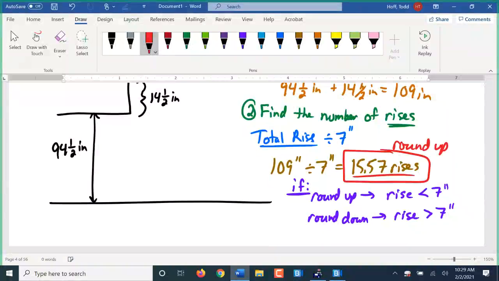So that means we're going to use 16 rises. 16 is a pretty typical number of rises anyway.